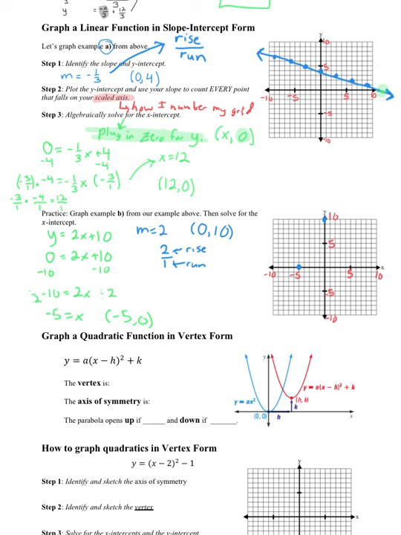So instead I'll just go down 2 and to the left 1. Down 2, left 1. Down 2, left 1. And thankfully I hit -5, 0 as I'm doing that as well. And then I'm going to keep going down 2, left 1 until I'm off the paper. There we go. And my first point was not very accurate when I went up and to the right.